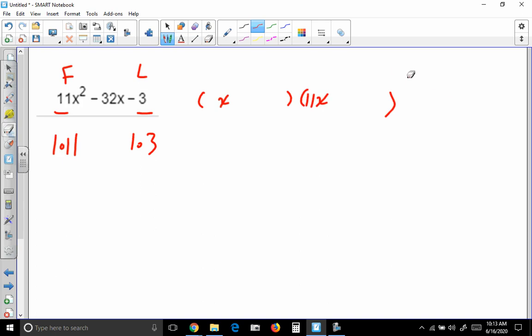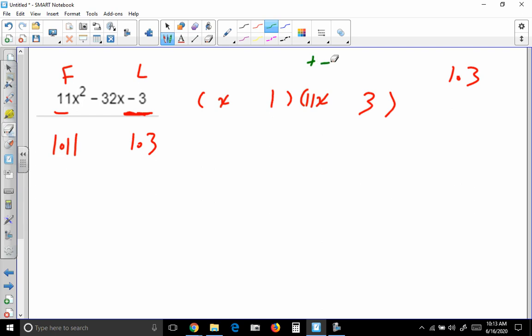Now, the only way to get that 3, we said, is 1 times 3. The question is going to be, where does the 3 go? Does it go with the 11 or does it go with the 1? So let's just try it this way. And then notice, since that's negative, our signs have to be opposite.